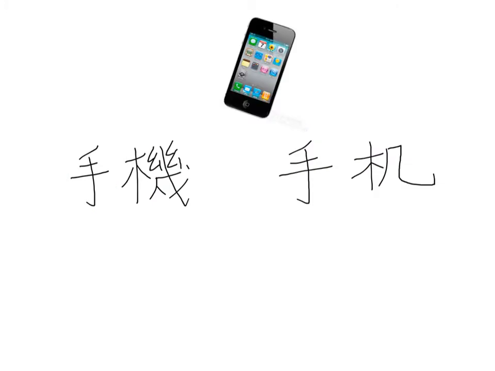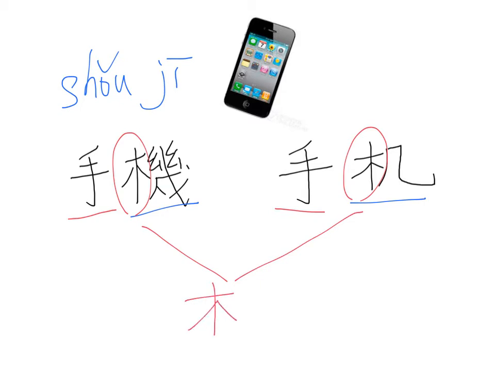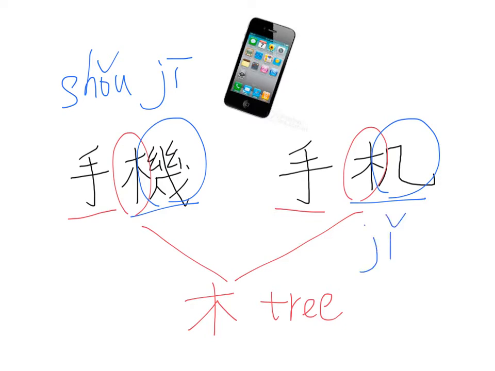很好。Cell phone 是手机。手机。It literally means hand, phone, or hand machine. The left side of the character 机, we see a similar radical. 木, tree. On the right side of the character 机, we saw something really familiar again. Remember, we learned 几. And what does 几 mean in lesson 3? 你几岁? The 几 means how many.